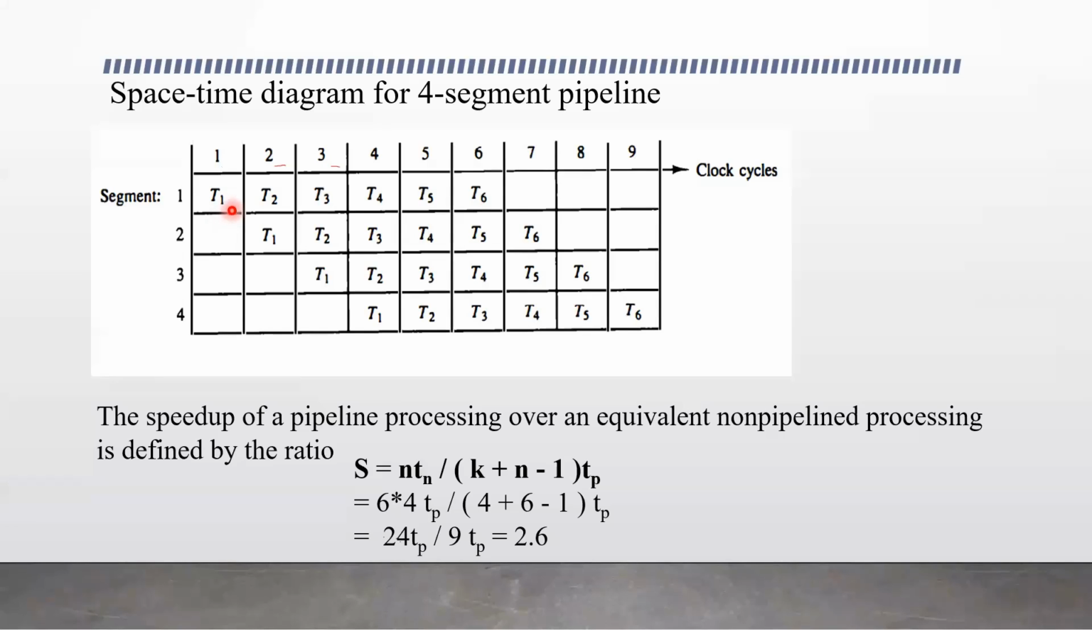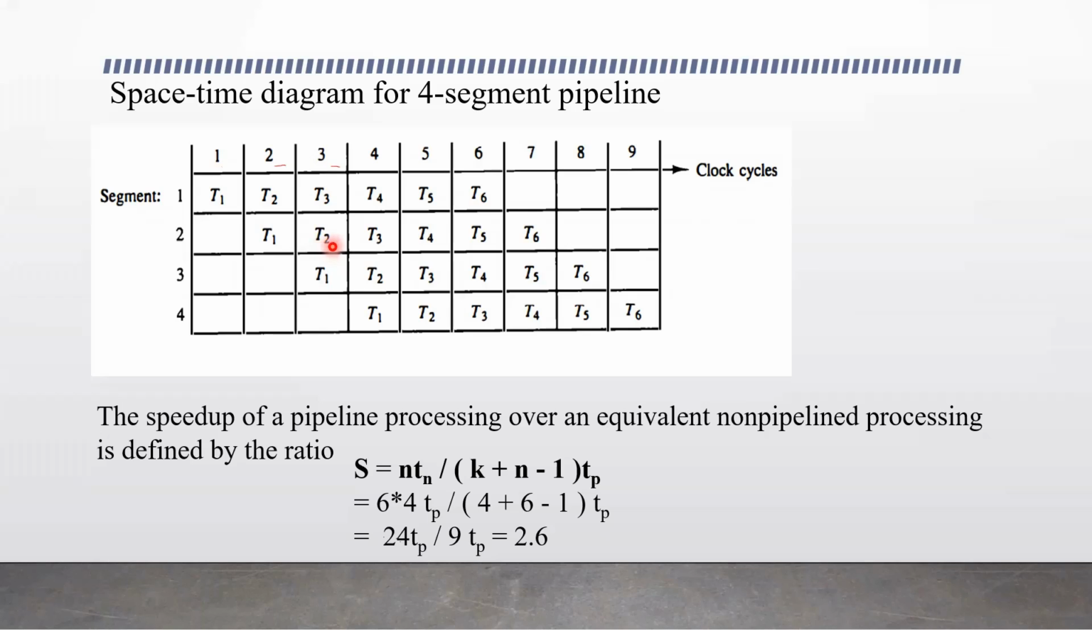If you observe this, segment 1 executes task T1, the first sub-operation of task T1, during the first clock cycle. During the second clock cycle, when T1 is done, segment 1 starts executing the first sub-operation of T2. At the same time, segment 2, because these segments operate in parallel and are all independent, executes the second sub-operation of task T1. During clock cycle 3, segment 1 moves to the first sub-operation of task T3, and segment 2 moves from T1 to T2.